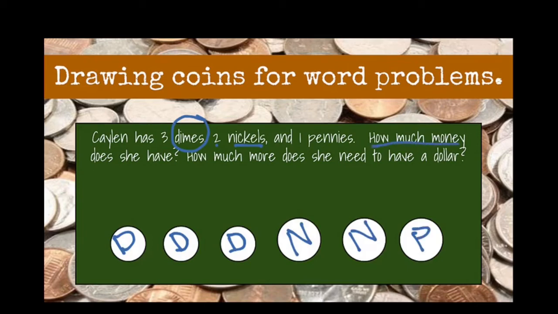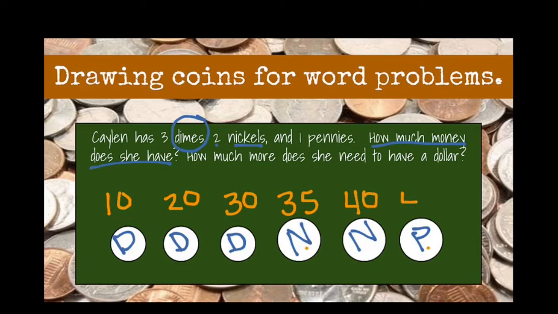And now we're going to answer how much money does she have by doing our running total. Dimes are 10, so we go 10, 20, 30. Moving over to adding 5, 35, 40, and then moving over to adding 1, 41. So Kaylin has 41 cents, and I'm going to circle my answer so that everyone knows that's my final answer.